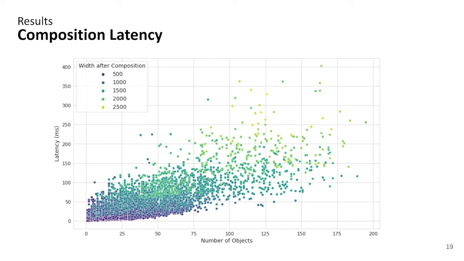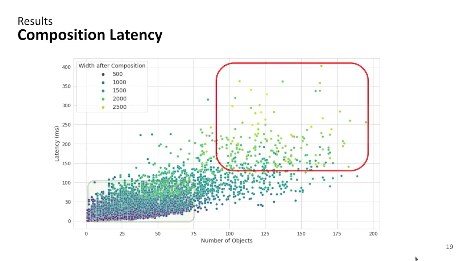the composition process. We can see how increasing the number of objects leads to an increasing latency. However, most of the data points seem to be under 100 milliseconds in this region. However, there are some points as we increase the number of objects that go past what could be accepted if we are looking for real-time performance, up to 400 milliseconds. However, it is important to notice that looking at the color representing the width of the composite frame after the composition, these composite frames are too large to be processed by a neural network like the ones we're considering in our evaluations.